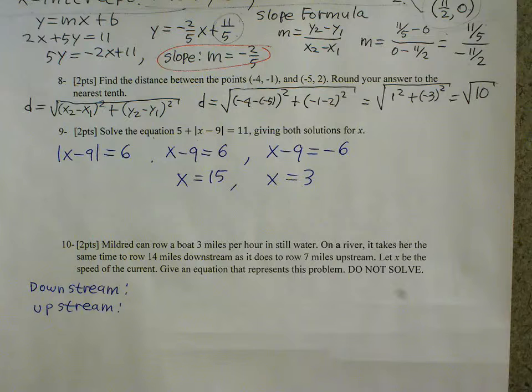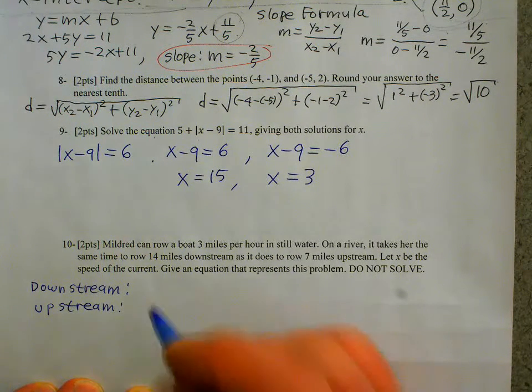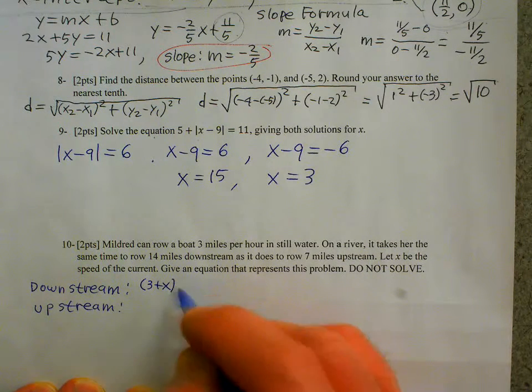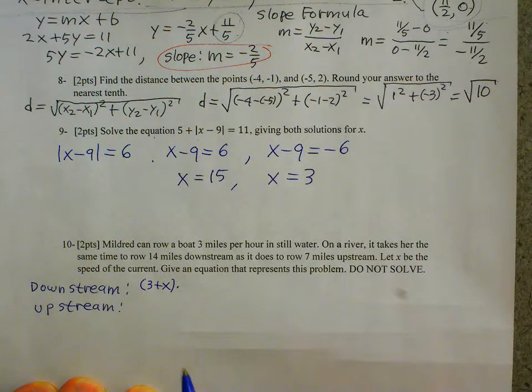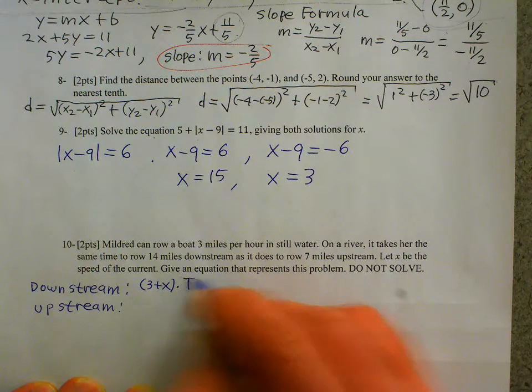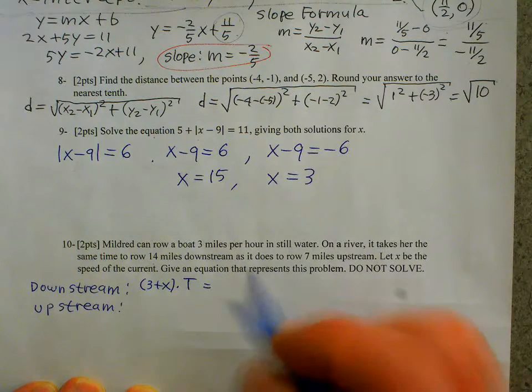So this is a uniform motion problem, so equations are related to rate times time equals distance. When Mildred is rowing the boat going downstream, that's with the current, the boat will be traveling at 3 plus x miles per hour. And in a certain amount of time, I'll call it t hours, she will have traveled a total distance of 14 miles downstream.